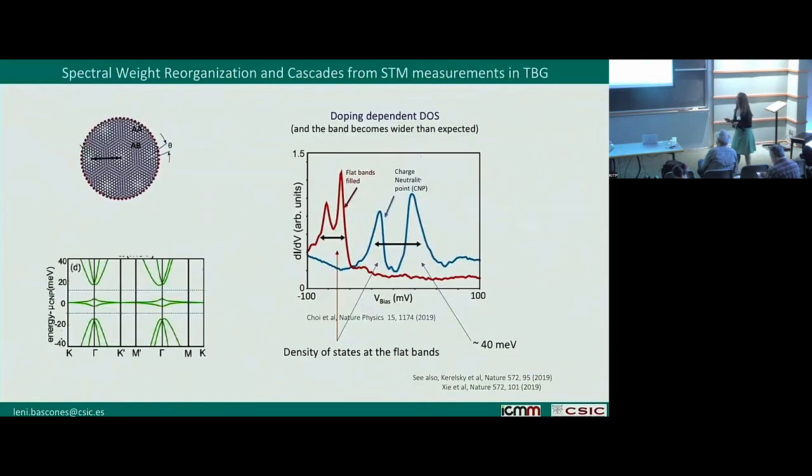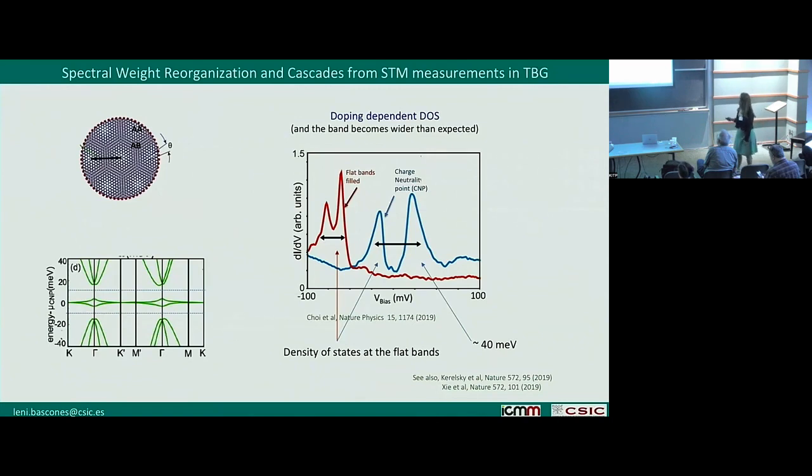What I'm going to focus on is the phenomenon that has been called the cascades. In particular, one of the key features is the spectral weight reorganization that is found. If we don't have a correlated system, what we expect is that when we look at the density of states, it's going to be independent of the doping. It's just going to be shifted. Something that was already seen quite a few years ago, in fact, in Esteban's measurements, is that the density of states depends strongly on doping.